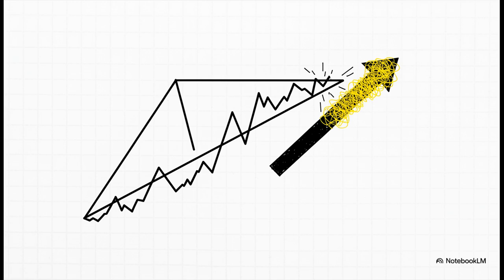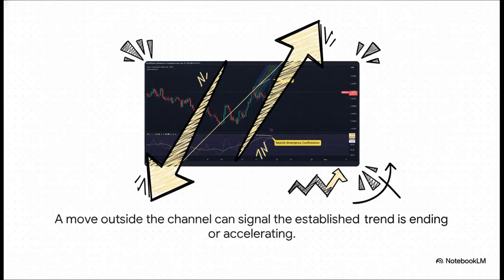But what about when the price doesn't respect the channel? What about that other 20% of the time? Well, that's when we start looking for the breakout play. You see, a strong, decisive close outside the pitchfork's boundaries is a huge signal in itself. A break below that lower line could be telling you that the uptrend is failing, and a break above the upper line, that could signal that the trend is actually accelerating and gaining new momentum. Either way, the break itself is a tradable event.